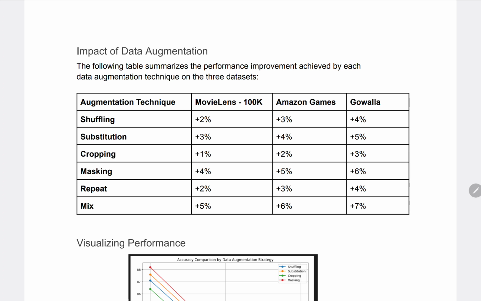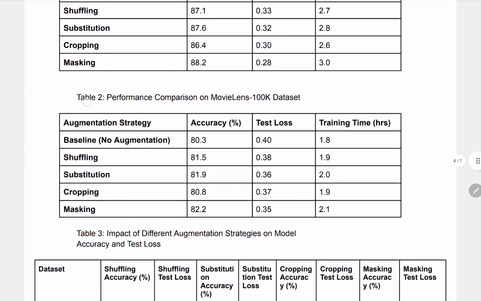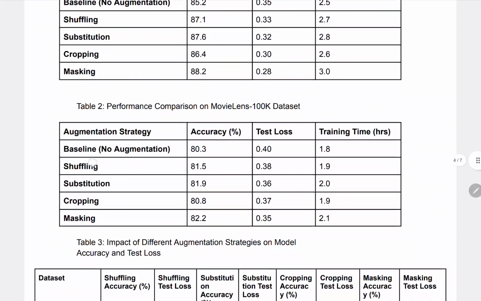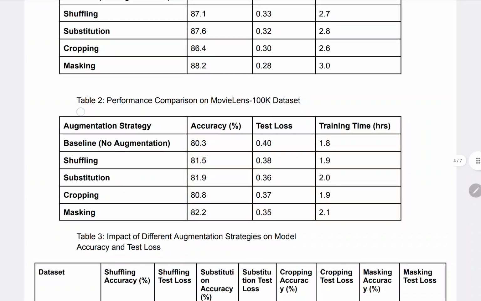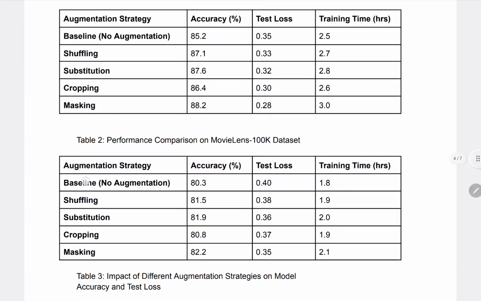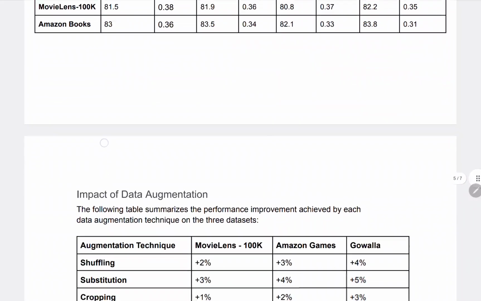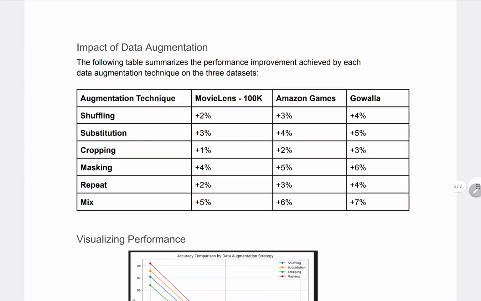making the model robust to incomplete sequences. For example, on MovieLens, accuracy improved by 1% and test loss reduced slightly. Repeating items within the sequences had a moderate impact, with accuracy improvements of 2 to 3% across the datasets. This strategy reinforces certain interactions, helping the model prioritize frequent patterns.